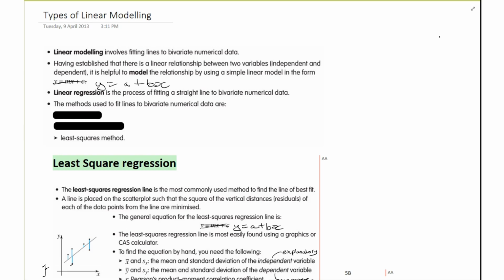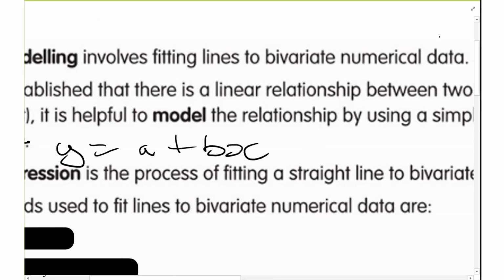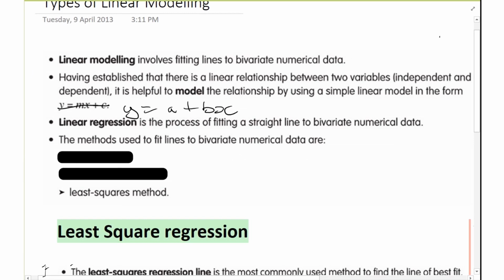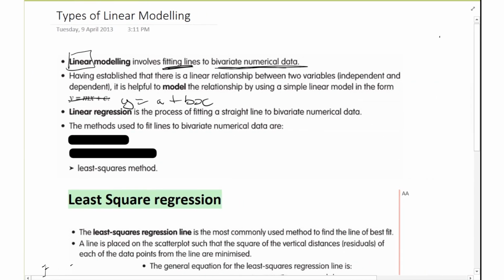Okay, so this video is going to be on types of linear modeling. It's really just an introduction to this part of the content. Basically, linear modeling, in a sense, involves fitting lines to bivariate numerical data. Linear being, they're going to be straight lines, basically.